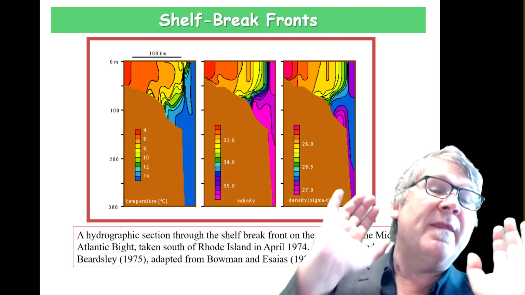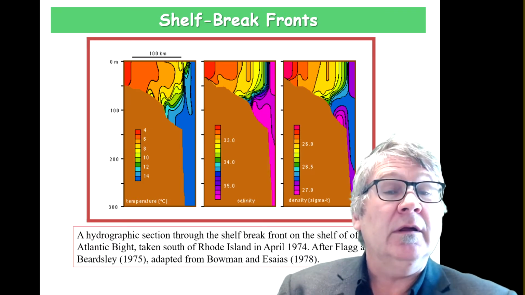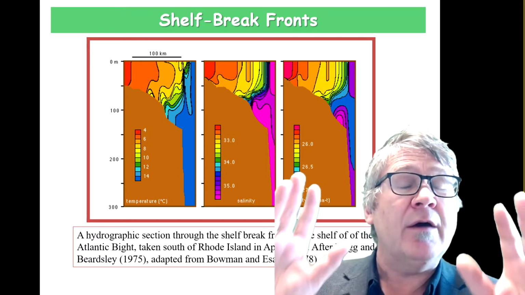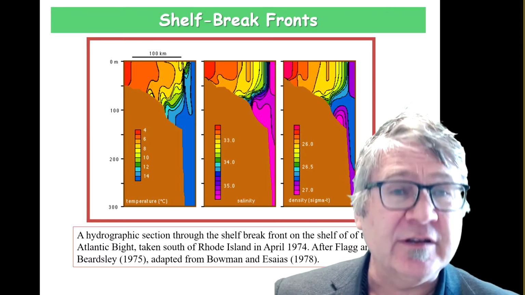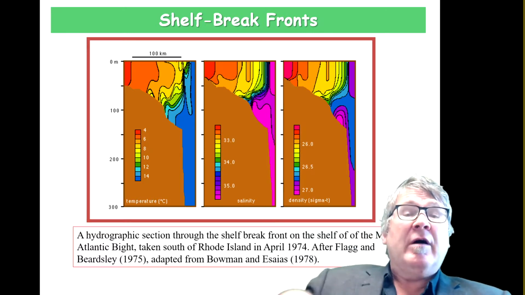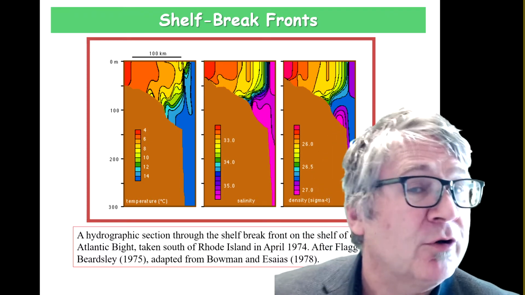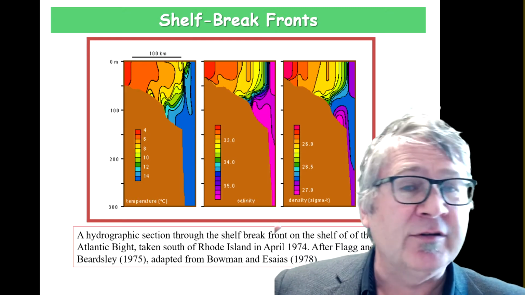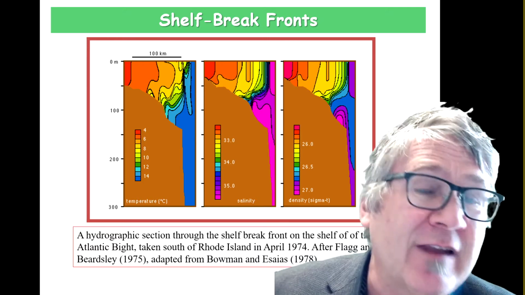So now let's look at another very popular type of front, the so-called shelf break front. There are fronts that tend to form along the shelf break. And the reason why there are fronts forming is because the properties of shelf water can be different from the properties of the open ocean. We talked about that because of continental runoff, river runoff, and also enhanced heat fluxes.